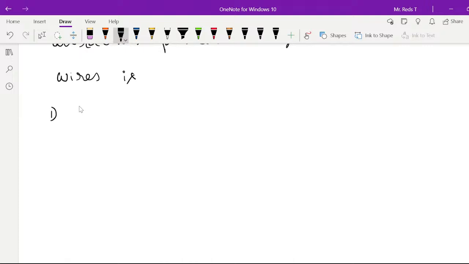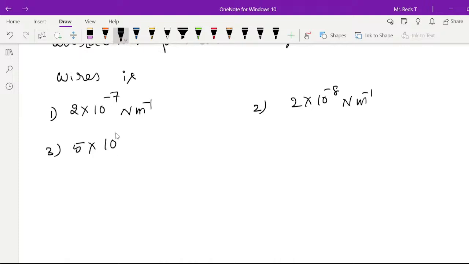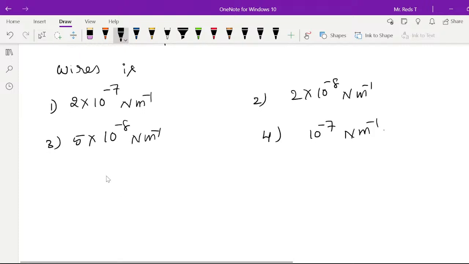First option, 2 into 10 to the power minus 7 Newton per meter. Second option, 2 into 10 to the power minus 8 Newton per meter. Third option, 5 into 10 to the power minus 8 Newton per meter. Fourth option, 1 into 10 to the power minus 7 Newton per meter. Right. So how to understand this?